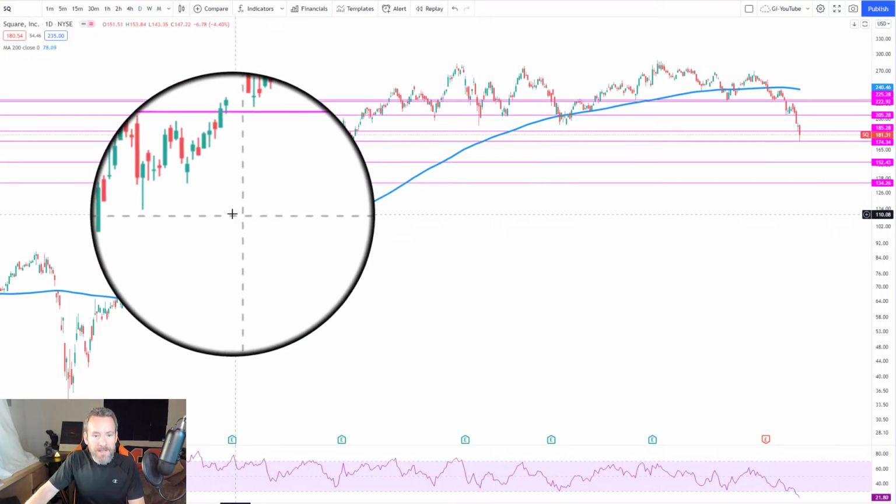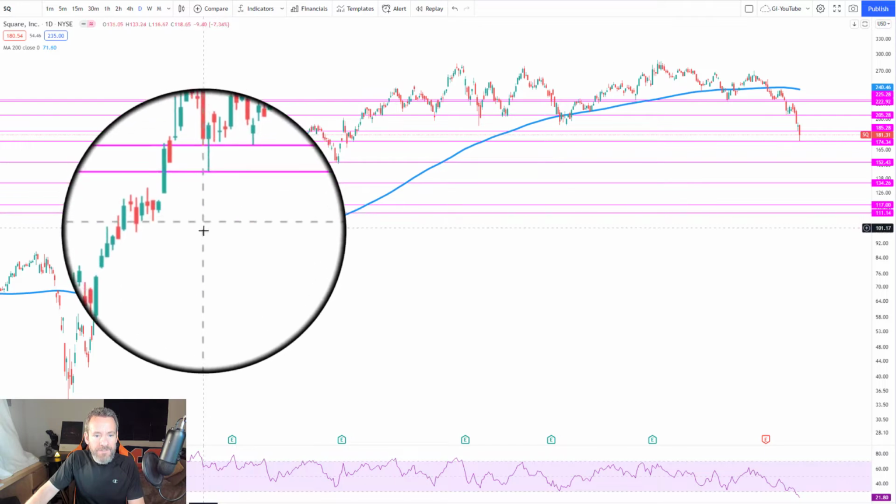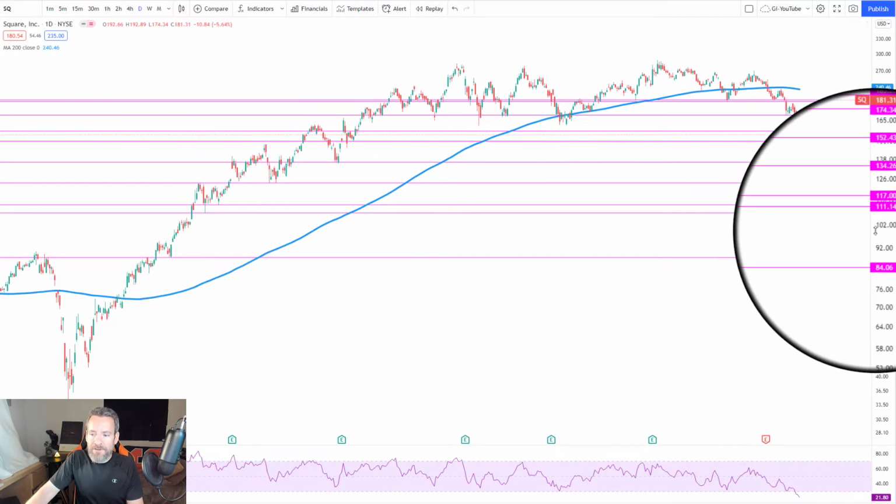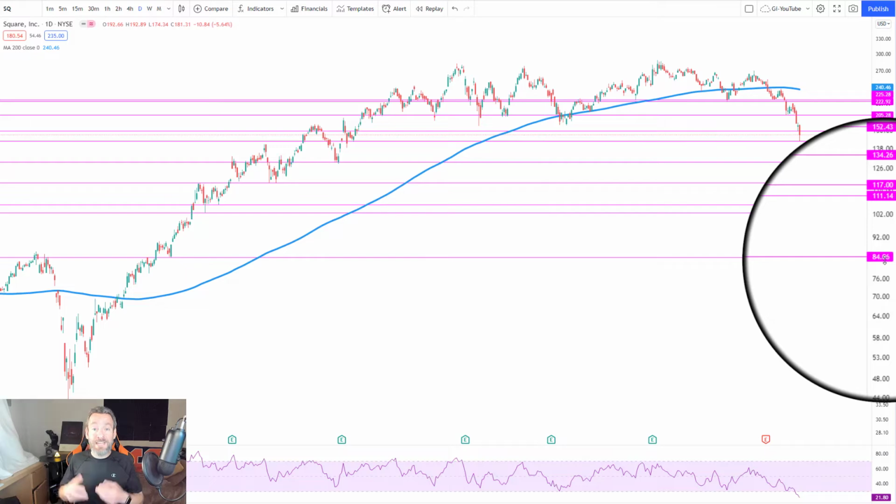To find more levels, we just go further back in time, and you can see we've got key support down here, we've got key support here, and so on. You don't have to buy at every single one of these levels naturally, but it gives you an idea of where you might see a stock pull back to.